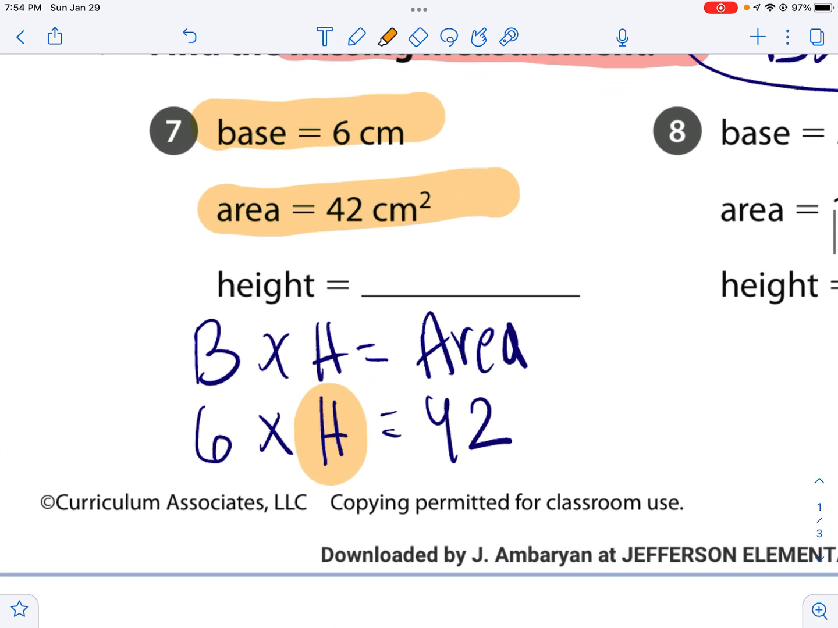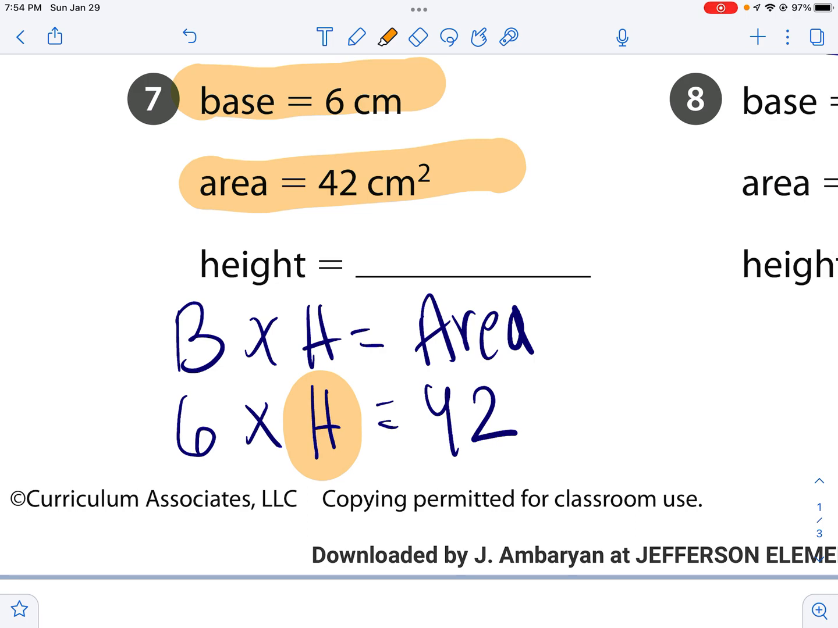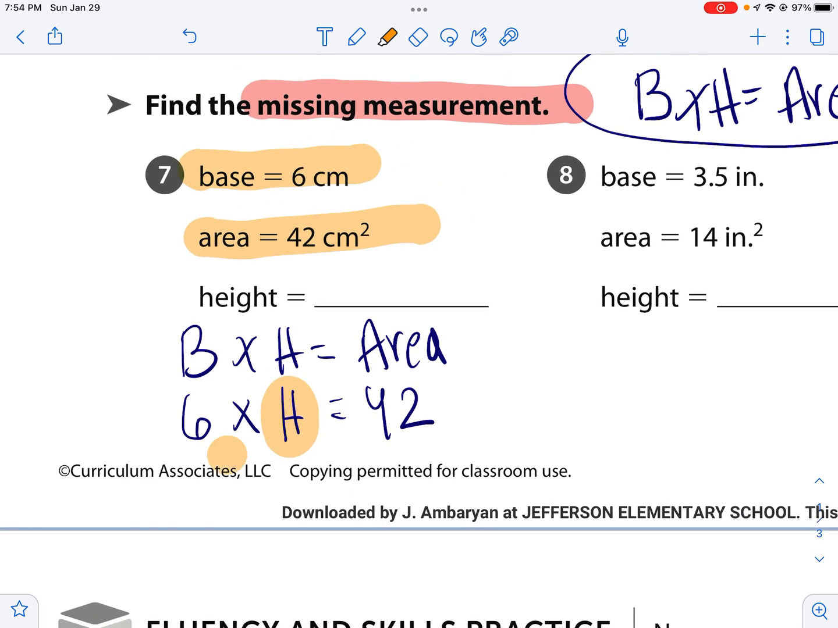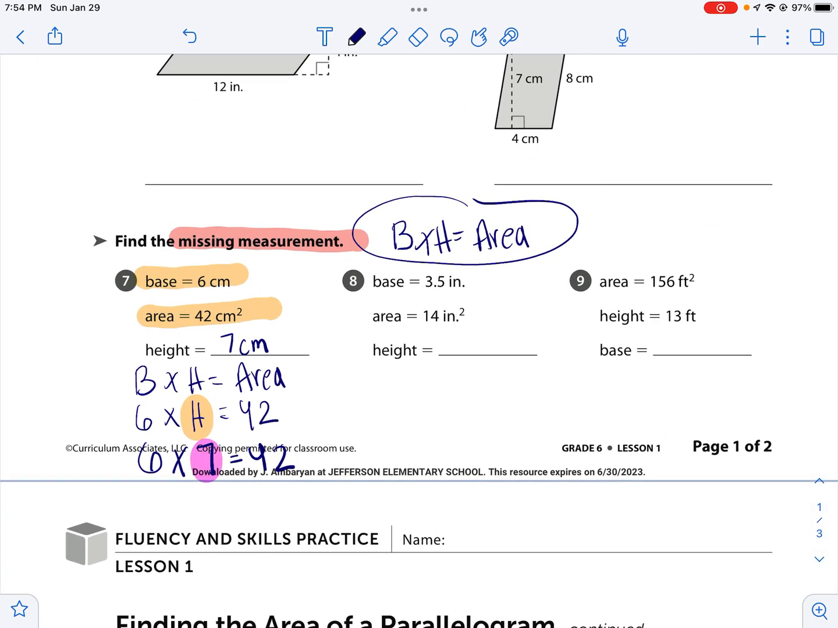So I'm going to think to myself, what times 6 is 42? Or you could think about it as division, right? What is 42 divided by 6? So I know that I have to multiply by 6 7 times to get 42. So this would be 6 times 7 equals 42, which means my missing measurement is going to be 7. So the height is 7 centimeters. Okay, you'll do the same thing for the other 3.